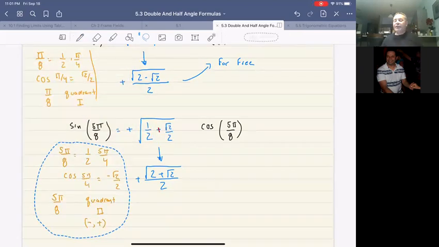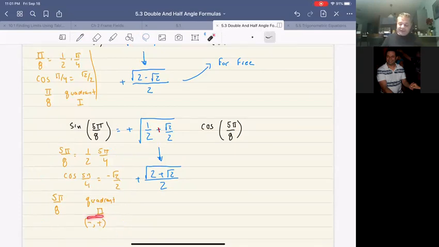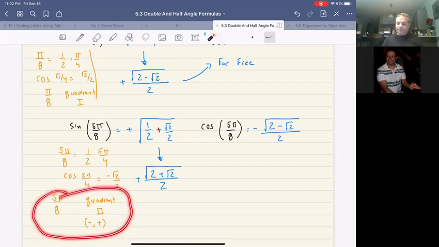Now, cosine of 5 pi over 8. 5 pi over 8 is in the second quadrant, so the cosine is going to be negative. Almost the exact same algebra, except now it's going to be minus root 2 over 2. Okay, that comes for free, but just keep in mind how these minus and plus signs were determined: because of where 5 pi over 8 lives.